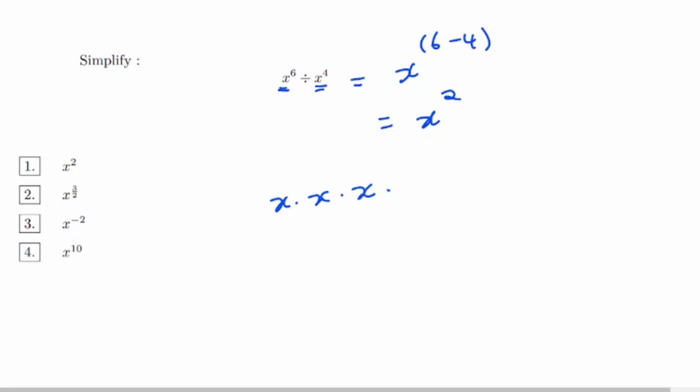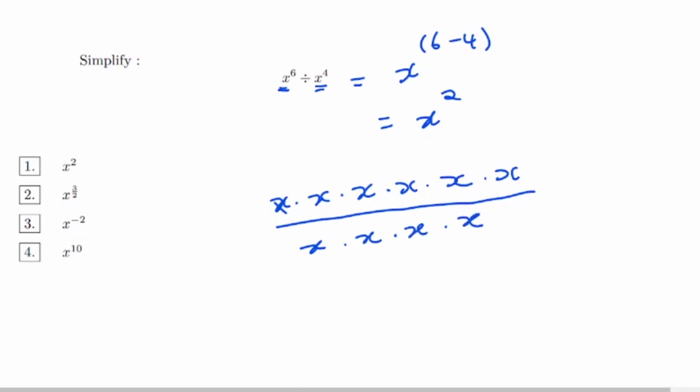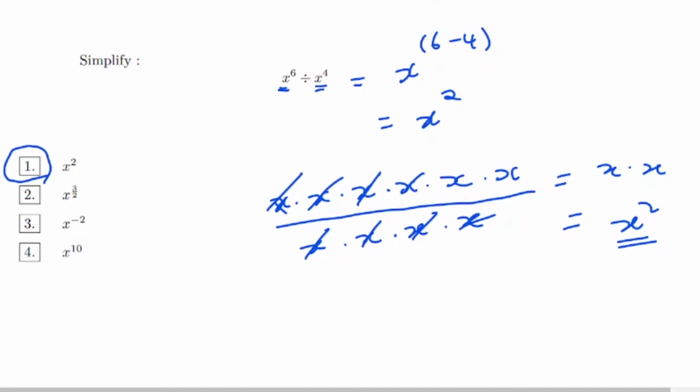It says x times x times x times x times x times x, 1, 2, 3, 4, 5, 6, divided by x times x times x times x. So we divide that, that divides that, that divides that, that divides that. And we just have x times x, and x times x is x to the power 2. So you can always do it this way for smaller numbers. So this is the correct answer. But I think this one gets you the answer quicker. And when you're taking a test, you want to be fast. So I would recommend learning and mastering this method.